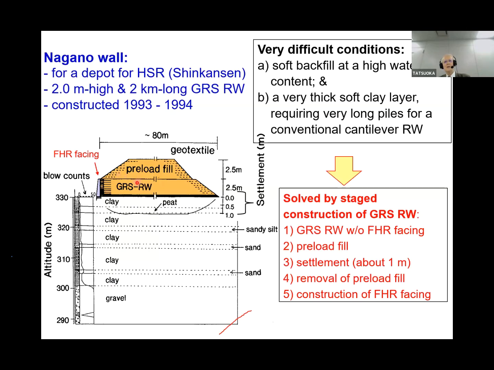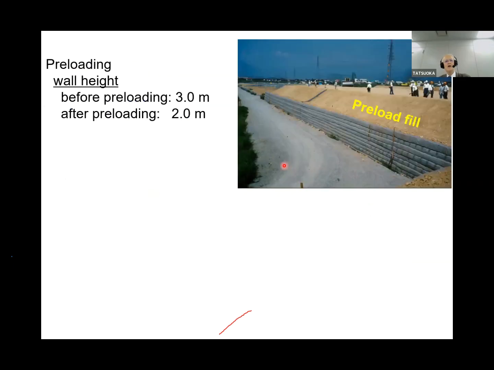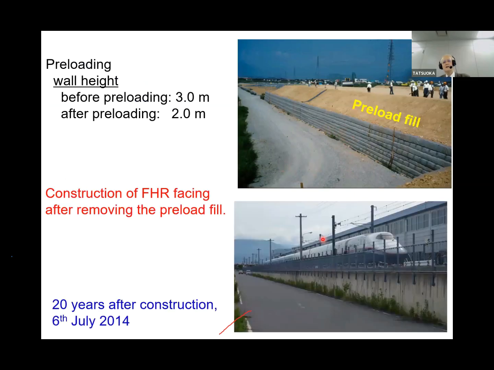These difficult problems were solved by stage construction. First is the GRS wall without facing and preload fill. The settlement is about 1 meter, then removal of the preload fill. The final construction of full height rigid facing. This is a view of the preloading stage. So 1 meter settlement, then preload was removed, then full height rigid facing. I took this picture 20 years after the construction.